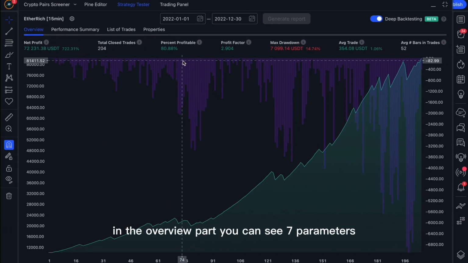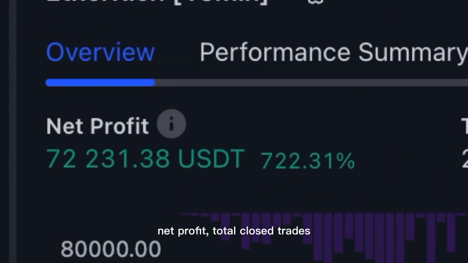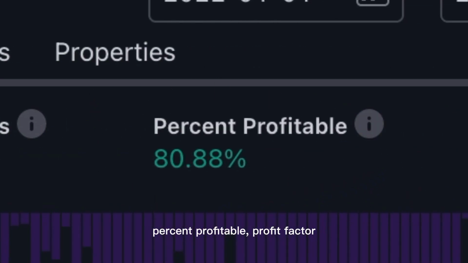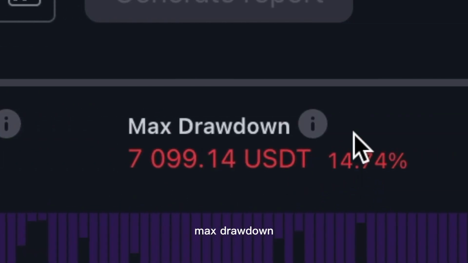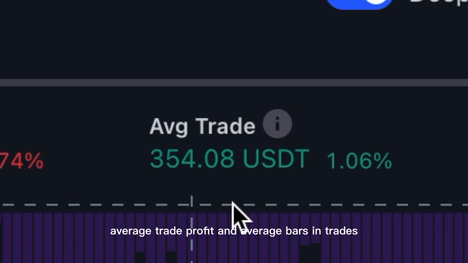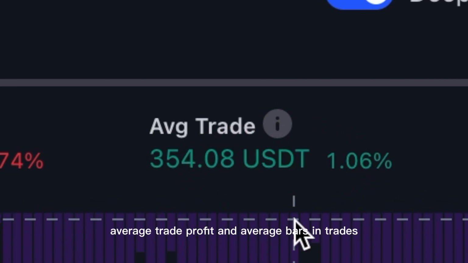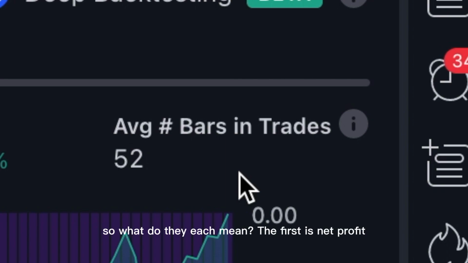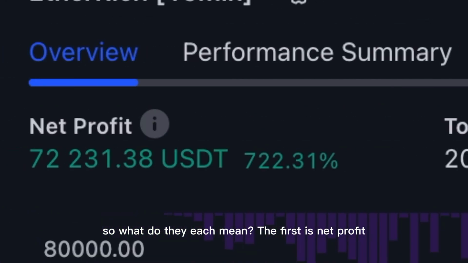In the overview part, you can see 7 parameters: net profit, total closed trades, percent profitable, profit factor, max drawdown, average trade profit, and average bars in trades. So what do they each mean? The first is net profit. As the name suggests, it's how much money the strategy can earn you under the conditions you give.